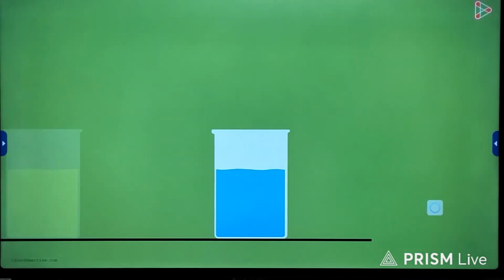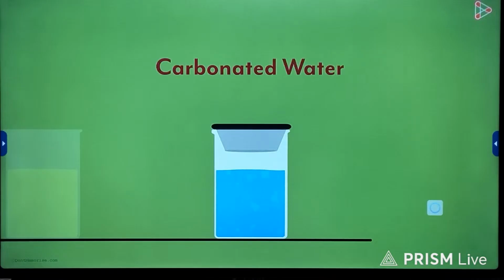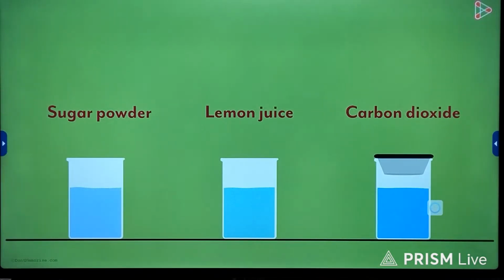What about the third beaker? Well, we add a gas named carbon dioxide to this beaker. Yes, you heard me right. We will add carbon dioxide under high pressure to this beaker. Do you know what I will get at the end of this addition? Well, what will be formed is known as soda, which we are very well acquainted with. It is also known commonly as carbonated water. Now, let us recollect all the things we added in water. Can you tell me the names of all the things we added to each of the three beakers? Sugar powder, lemon juice, and carbon dioxide, correct?